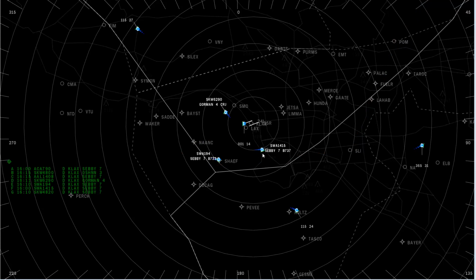Another Sebb 7 departure. So Southwest 1415 is now above our handoff altitude, or the minimum handoff altitude, so we can give them over to center. We are still within the 127.1 frequency range.